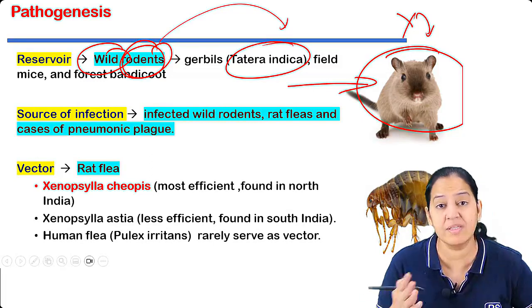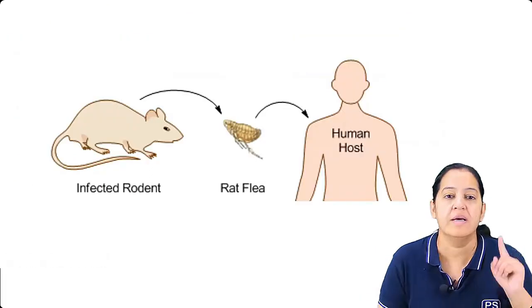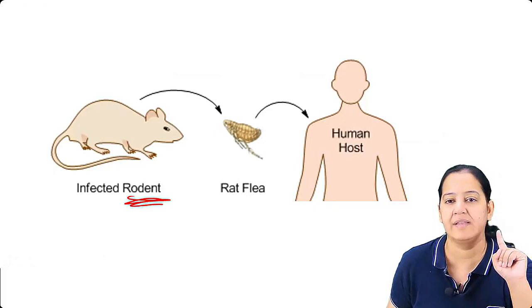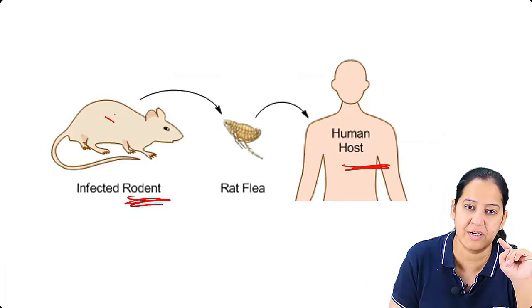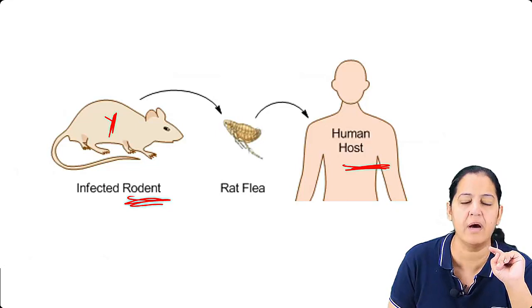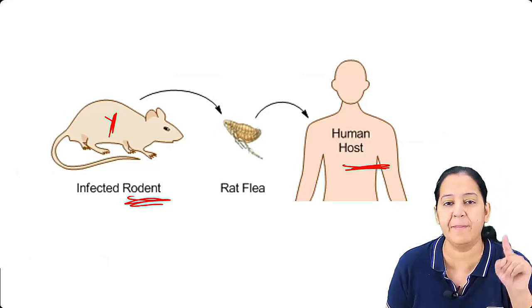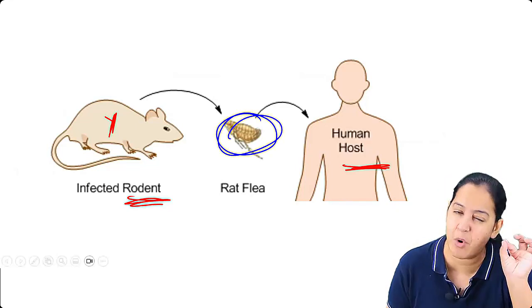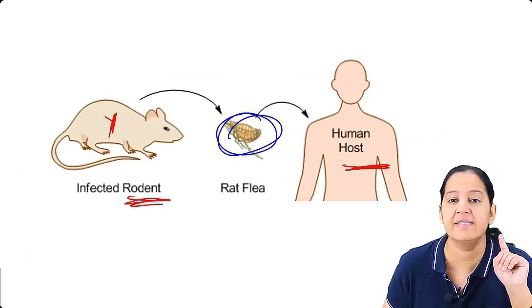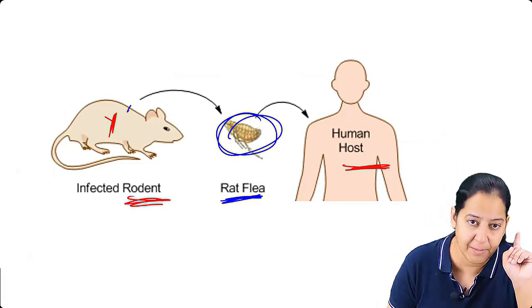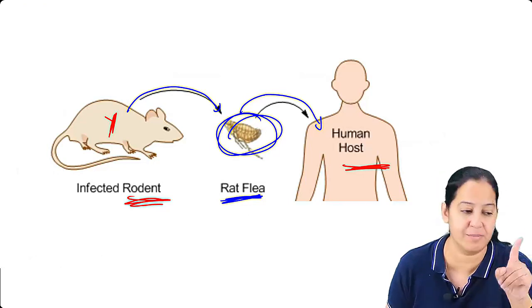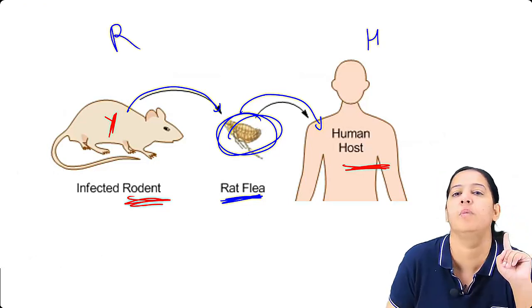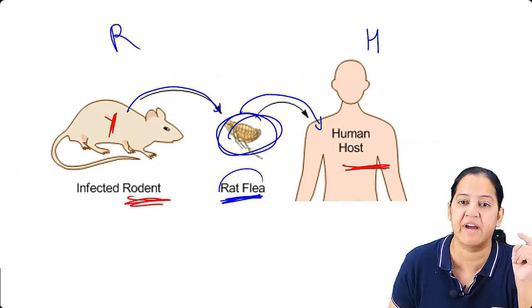How does it occur in humans? Just suppose this is a rodent and this is a man. So how is it transferred? The Yersinia is present in the blood of the rodent. So there is a vector. The vector is an insect, a small insect like a mosquito. It is called rat flea. The rat flea takes the blood from here and transmits it to here. This is how it is transmitted from rodent to human via vector.